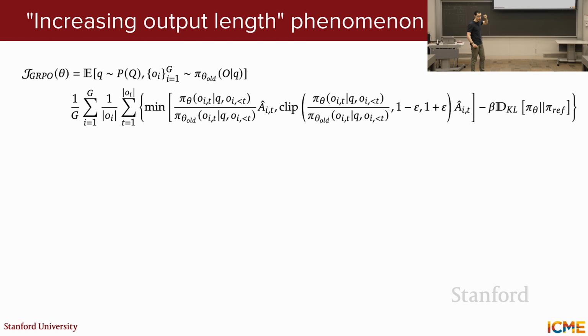So J of GRPO, J means objective function. The objective function of GRPO is to maximize this quantity, which is a function of how much your model changes with respect to the old one. So it's these ratios that you see in the slide. And you have this clipping mechanism that prevents your updates from being too wide. And then you have the KL divergence on the right, which prevents your model from being too far from the base model, the reference model.